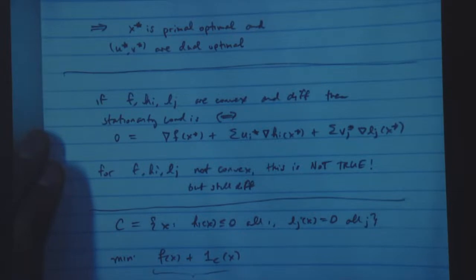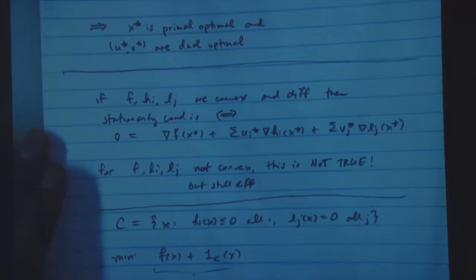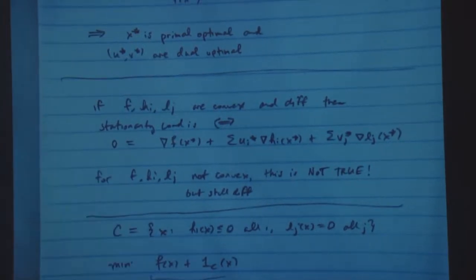X is optimal if and only if I take a subgradient of this function at x and it contains 0. That's actually perfectly legitimate. That is another way to derive the KKT conditions. So if you want to see how that's done, you can look at Rockafellar. That's one way he does it in his textbook.